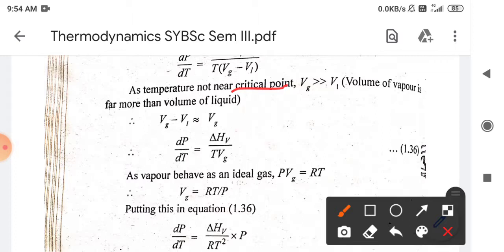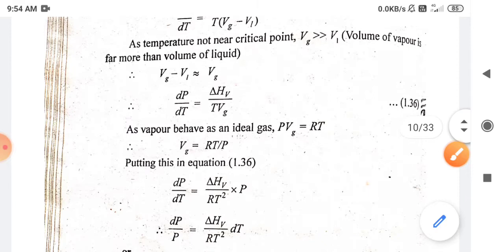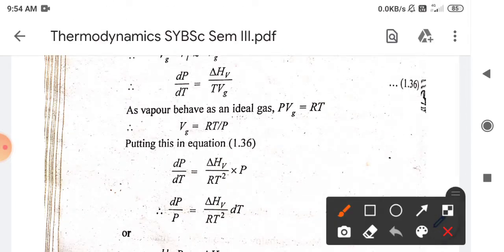If the temperature is not in the critical point range, then we can certainly say that the volume of the gas phase is always higher than the volume of the liquid phase, so this difference is nearly equal to the volume of the gas phase. So next, dP/dT is equal to ΔHv upon T into Vg.